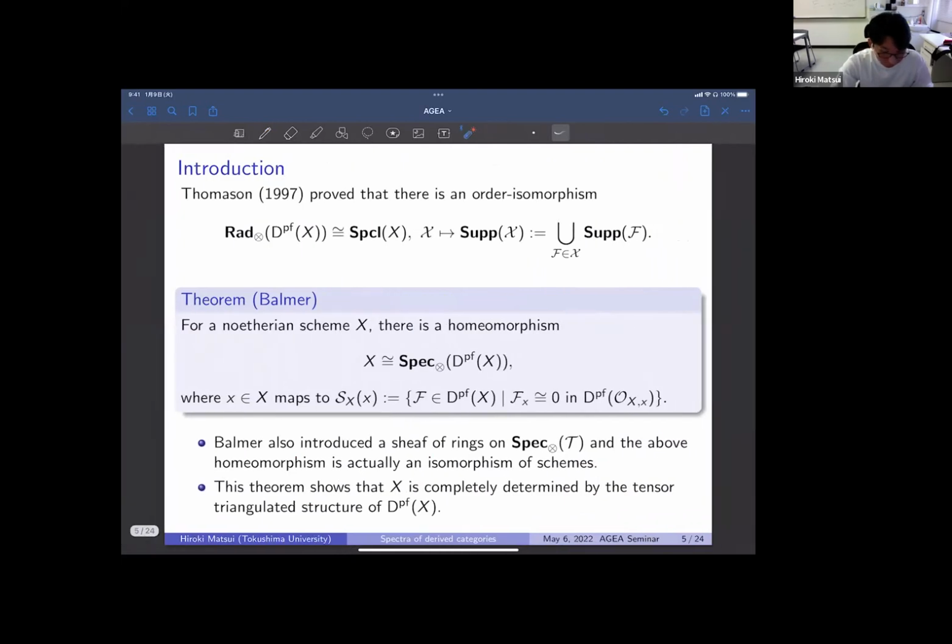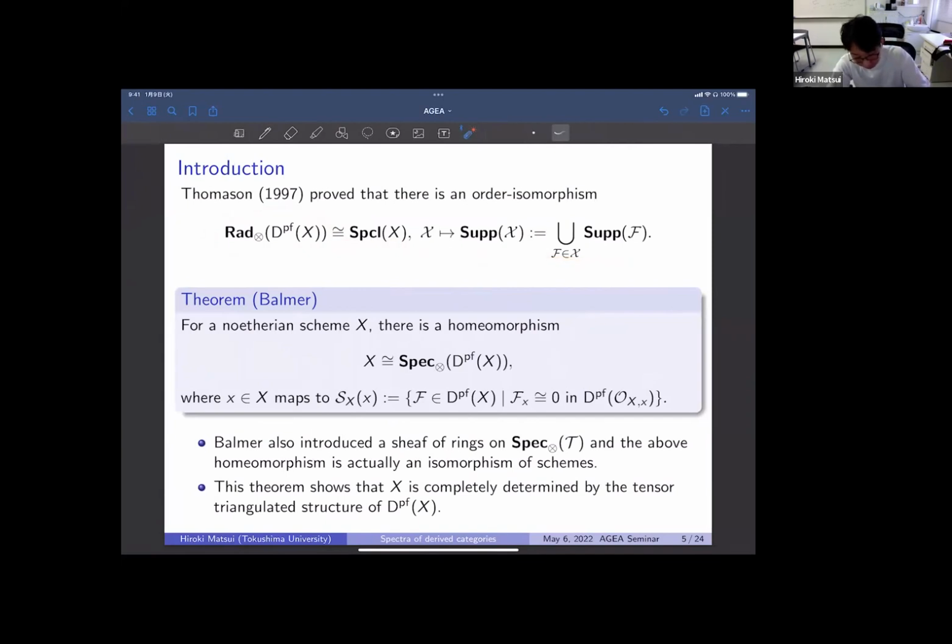For our perfect derived category, Thomason proves that there exists an order-preserving isomorphism between the set of radical thick ideals of D^perf(X) and the set of specialization closed subsets of X. And the correspondence is given in this way.